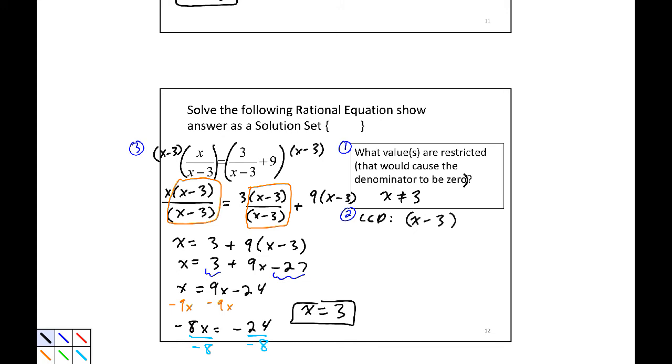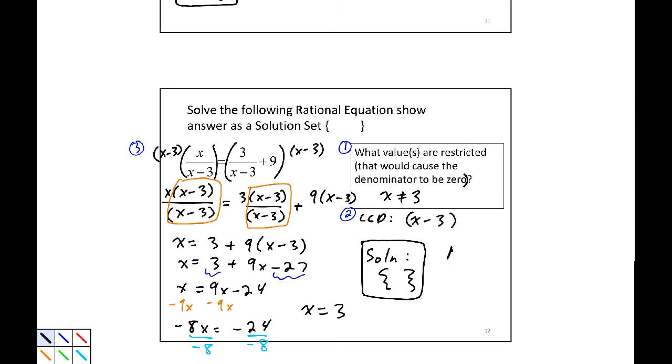Ooh, don't be so hasty to box that in. All right, x equals 3, but we just said x could not equal 3. So our solution is the empty set.